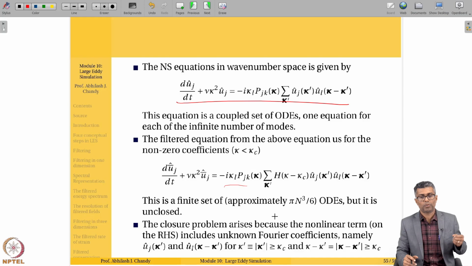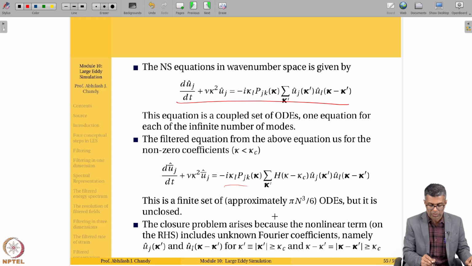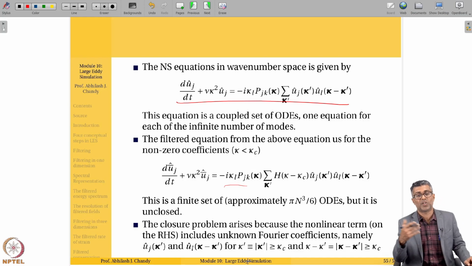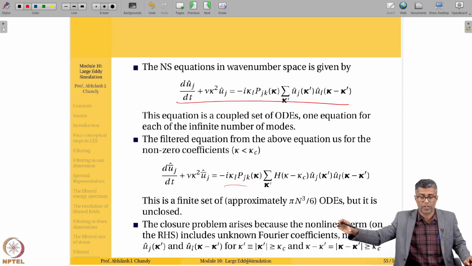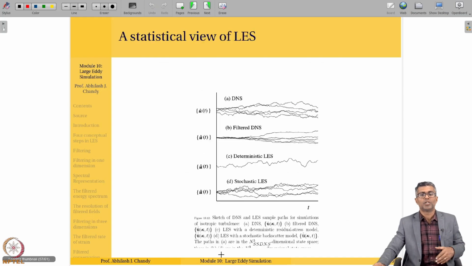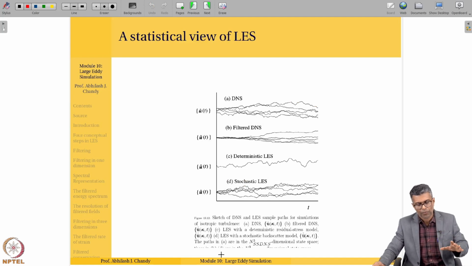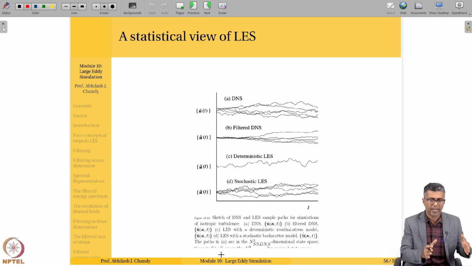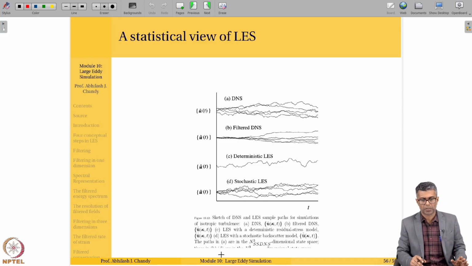The closure problem arises because of the nonlinear term, and then it includes unknown Fourier coefficients, namely for everything that is greater than kappa c. That is the residual fields, right? For everything greater than kappa c, you don't know what these values are like. Okay, so that is where the LES equations come in, and you solve for that. Closure is achieved. So that is for full closure. We are just providing the LES equations in wave number space.